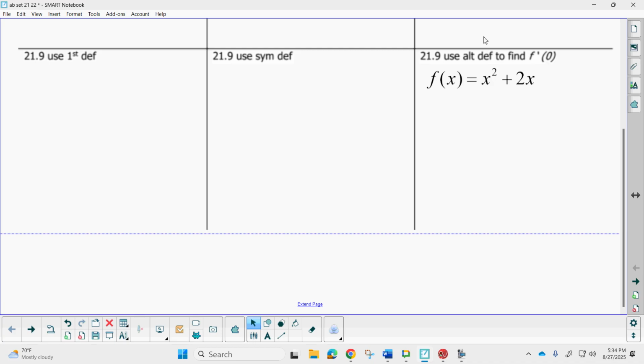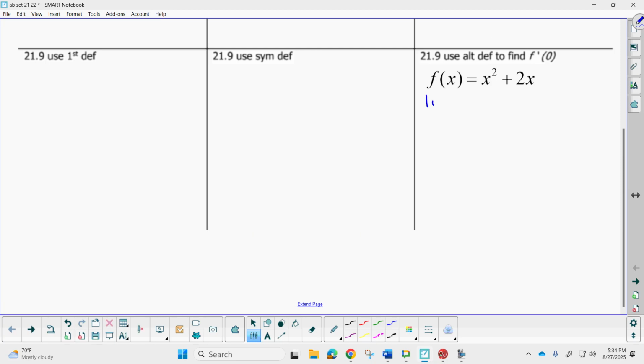Mrs. Smith, if you would pause the video while they work on that, should take them about 3-4 minutes if they have a clue. Then play when it looks like they're ready. Okay, let's see how you did.